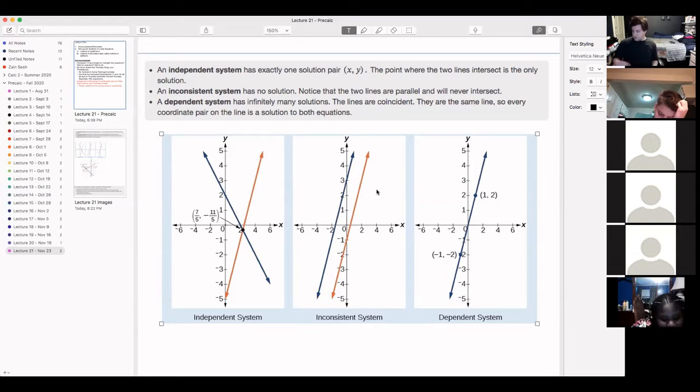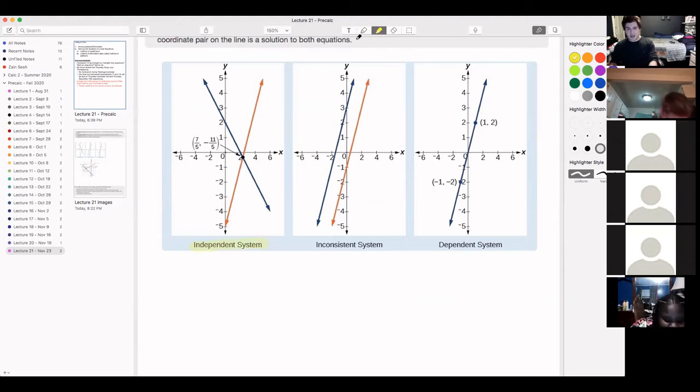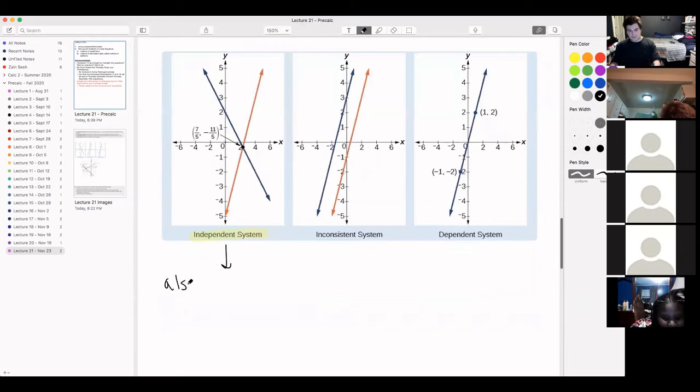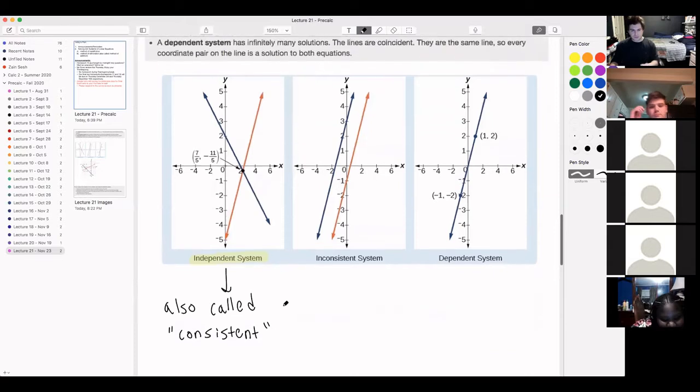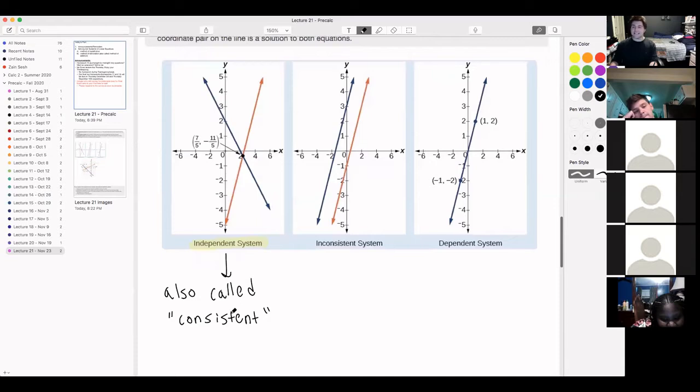All right. Good. Oh, and I just have a quick terminology note. This terminology of independent is also called consistent. So a synonym for an independent system is a consistent system. You may see that somewhere else, and I just want to make sure you guys know that.